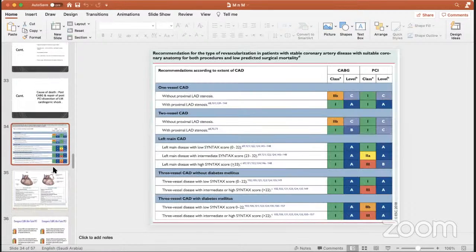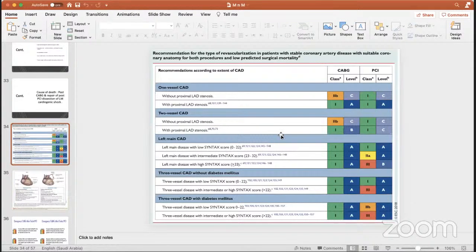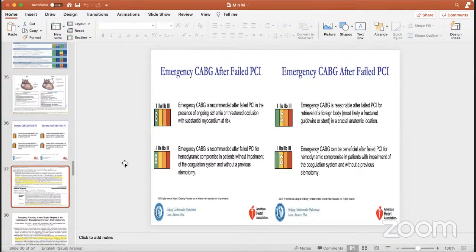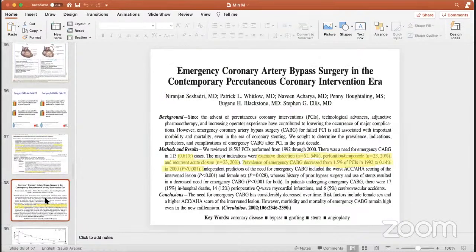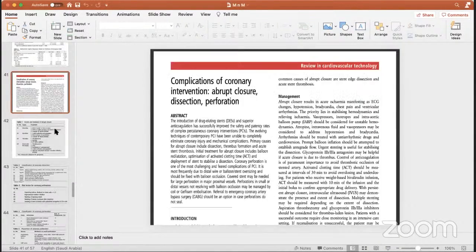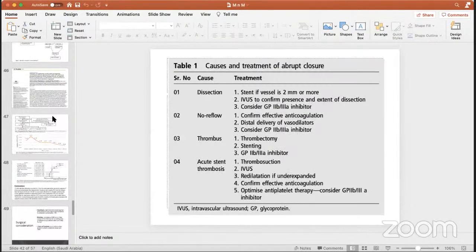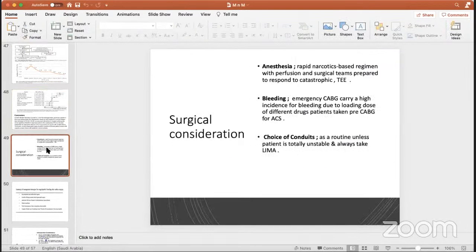بعدين تيجي literature review تبدا مثلا بالجايد لاين. طبعا هذا مثلا الكوز اوف ديث كان بوست كابج اند ريبير بوست بي سي اي دايسكشن اوف ليفت مين كارديوجينيك شوك. بعدين تجي مثلا جايد لاين ايش يقول عن التوبكس هذا. تمام. هذه الجايد لاين. الستديز small study about the topics what's in the literature about this topic and what we have to do in the future. يعني depend على الكيس نفسها. يعني it will take like 30 minutes and I'm sure you have a lot of cases everywhere.